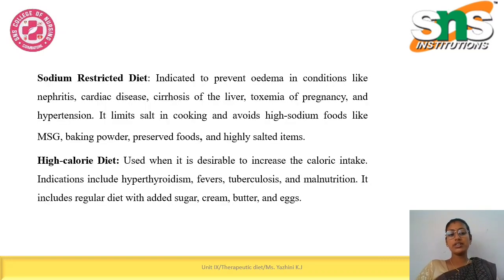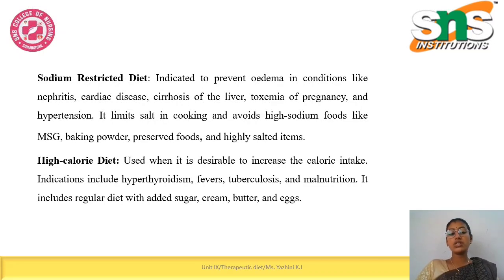Sodium reduction diet is mainly indicated to prevent edema in conditions like nephritis. Sodium is a source of salt. We have to restrict it for conditions like liver cirrhosis and hypertension.